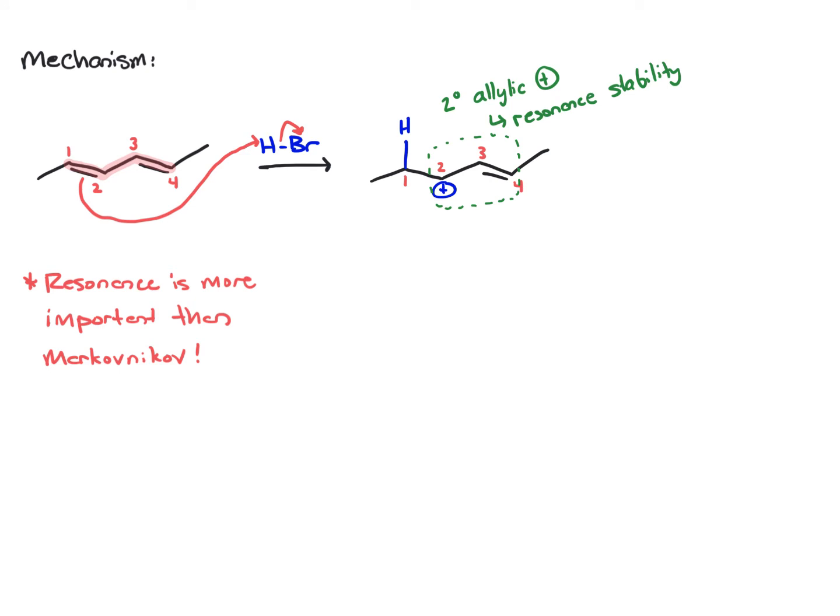So let's go ahead and draw the other intermediate that we don't get, just to make sure we're fully aware. So if you were to put the hydrogen here and get the carbocation here, that's just a plain old secondary carbocation. That doesn't have any resonance, so we're going to eliminate that as a possibility. Because this first structure does have resonance, we need to draw both resonance structures.